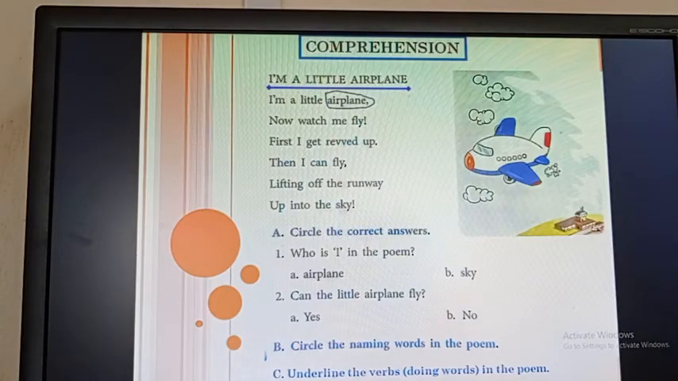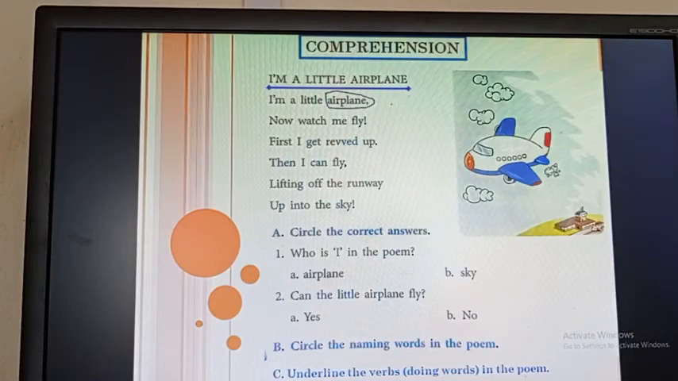Okay. Next, number C. Although this number C question is not in your book, however I have put it here for your learning. Okay. Underline the verbs or doing words in the poem. I have again taught you what is a verb. Verb is a doing word. Okay, verb is a doing word. Underline the verbs. Now here in this poem, which are the verbs? I will do one for you, and the rest you will do. Okay. Number C question. Underline the verbs or doing words in the poem.